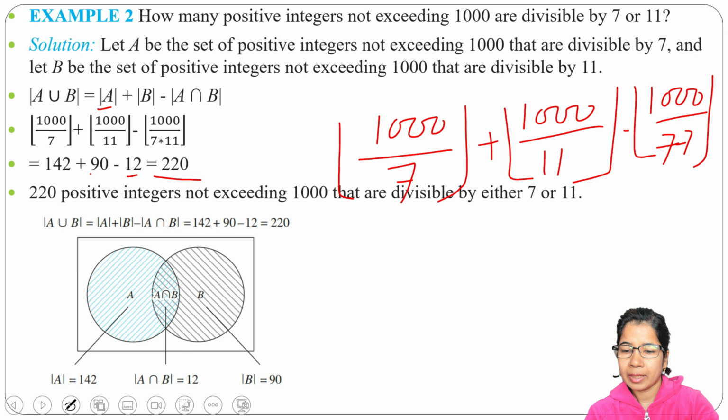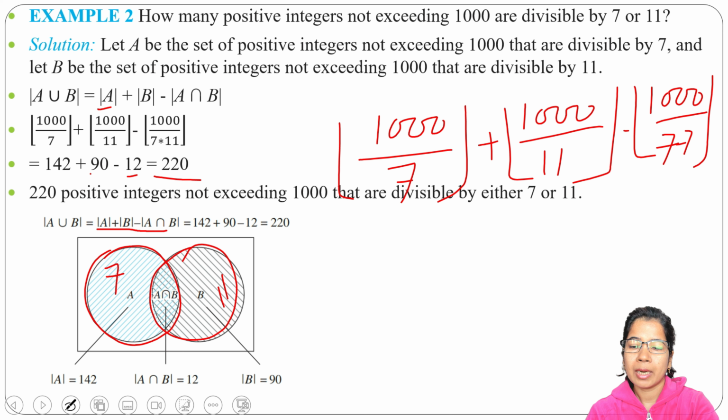So the Venn diagram will be like this. This is for set A, which are divisible by 7, and set B, which are divisible by 11. So the cardinality of A plus the cardinality of B minus the cardinality of A intersection B, that's 220.